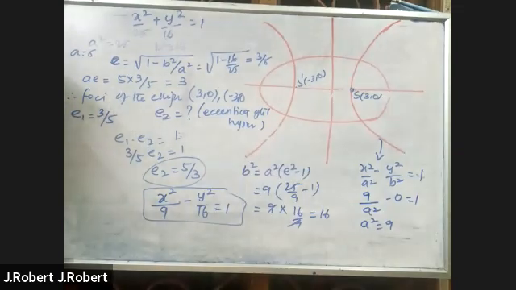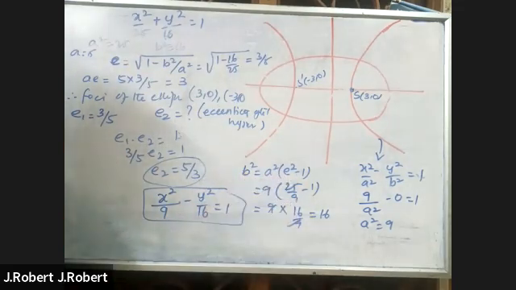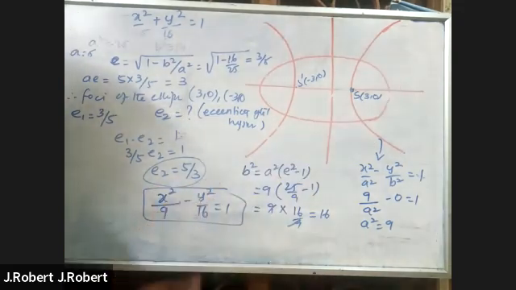On the other hand, the product of the eccentricity of the ellipse and the eccentricity of the hyperbola equals 1. I'm taking E1 as the eccentricity of the ellipse and E2 as the eccentricity of the hyperbola. E1 E2 equals 1. Your E1 is equal to 3/5. Using this, we get E2 is equal to 5/3, the eccentricity of the hyperbola. Now b square is a square into e square minus 1. I can write this as 9 into 25 by 9 minus 1, which is equal to 16. Knowing the values of a square and b square in the standard form, we get x square by 9 minus y square by 16 equals to 1.